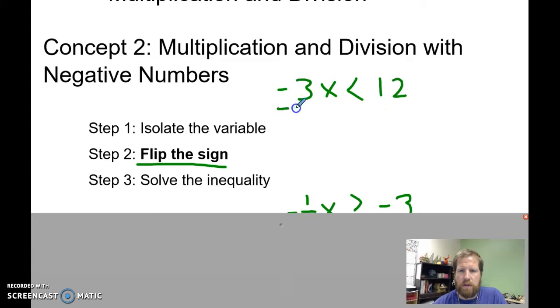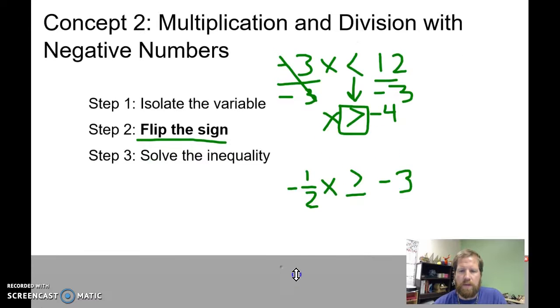Okay, so we're going to divide both sides by -3. My sign should get flipped around. And then I have x, because these cancel, is greater than -12 divided by 3, or -4. Alright? It's that easy. You just have to remember that you need to flip that sign.